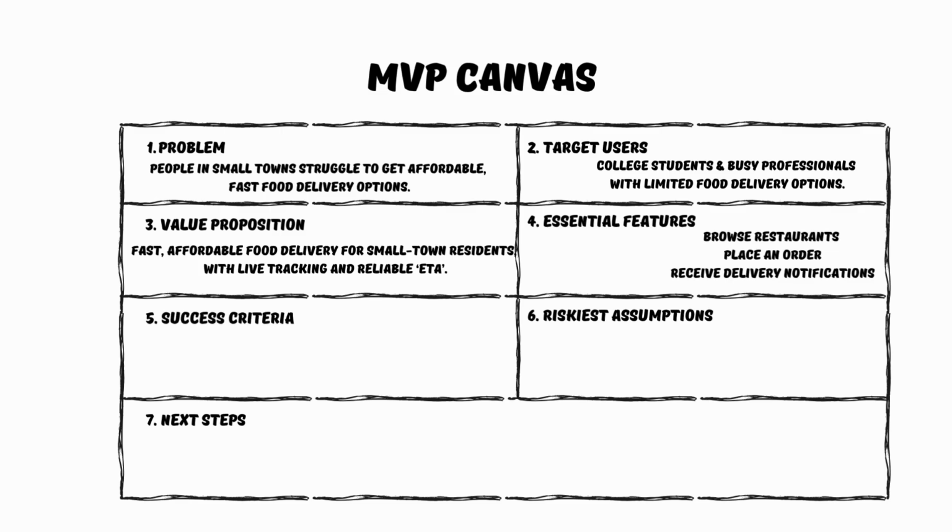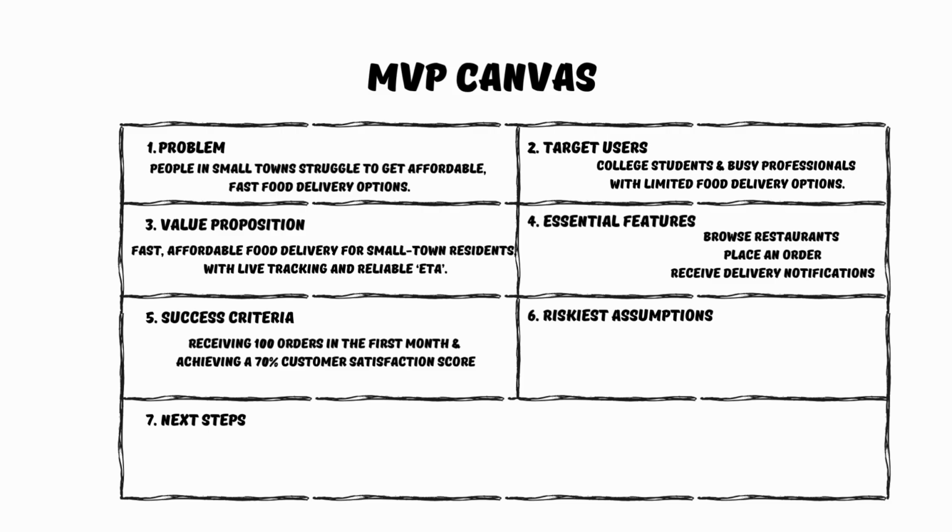Next, you define the success criteria. What does success look like for your MVP? Clear, measurable goals help you understand whether your product is on the right track. For example, receiving 100 orders in the first month and achieving a 70% customer satisfaction score is a clear goal, helping you decide whether to move forward, pivot, or head back to the drawing board.